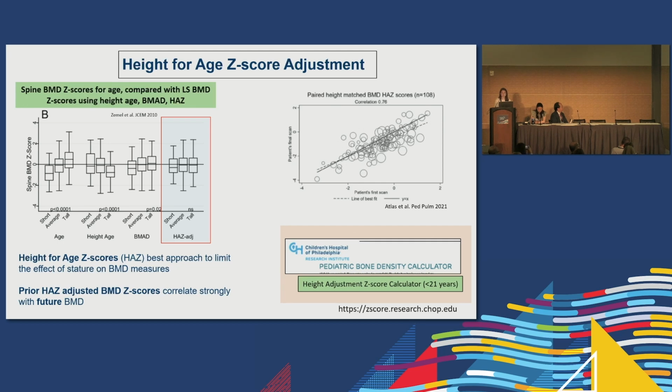CHOP has published a tool to help calculate bone mineral density for age Z-scores and the height for age Z-score adjustment. I use this all the time. This can help you with your management decisions and trending serial measurements.